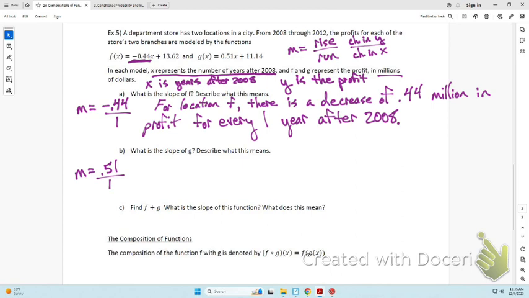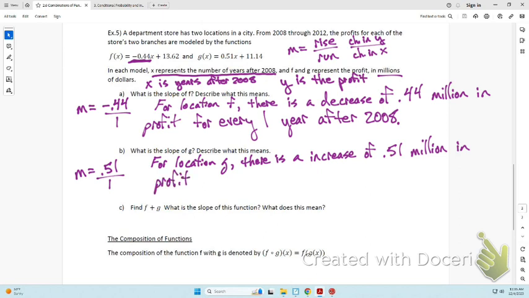We're going to put it over 1 for location g. There is a, this time it's going up, right? Increase of 0.51 million in profit for every 1 year after 2008.